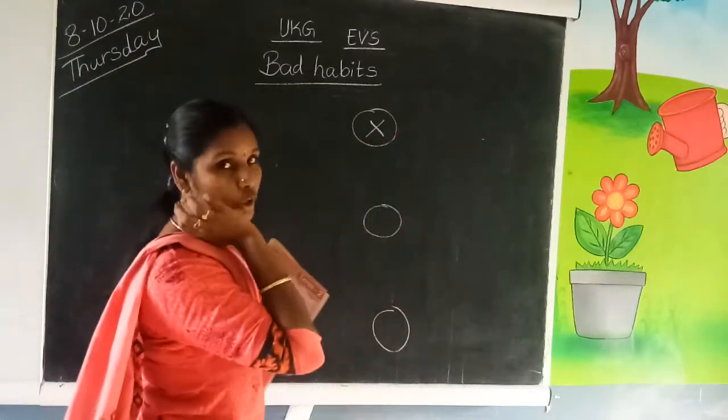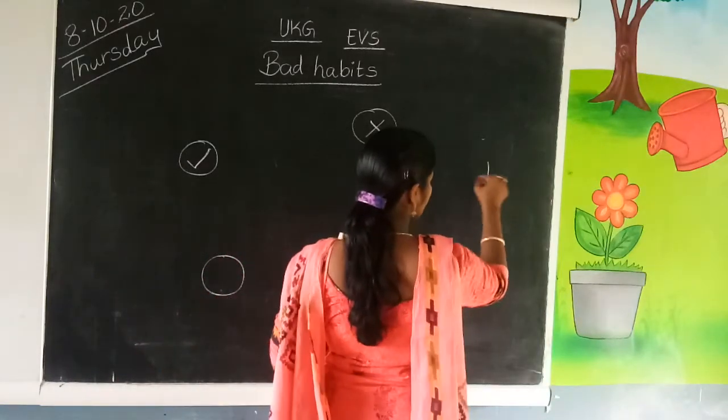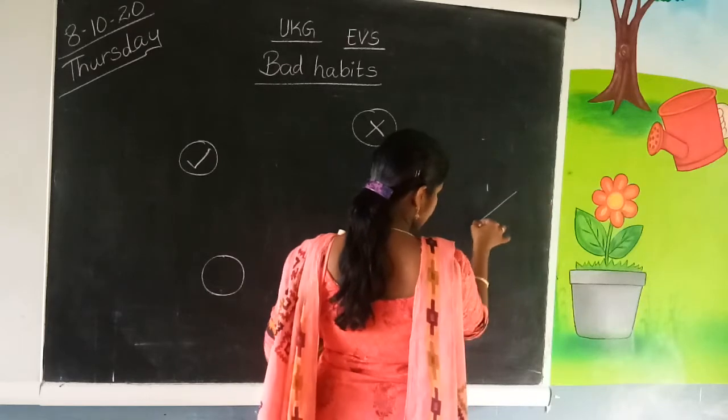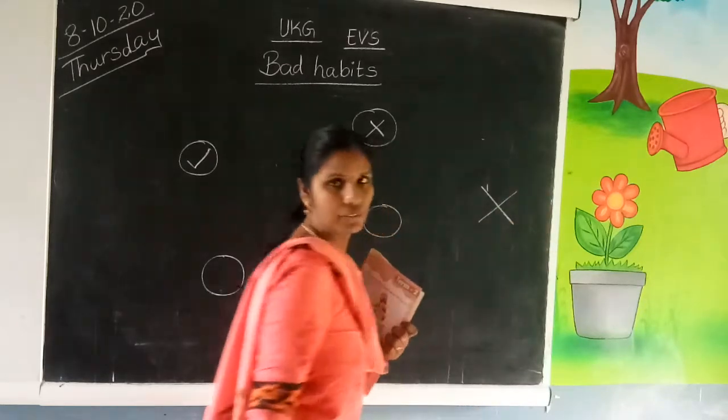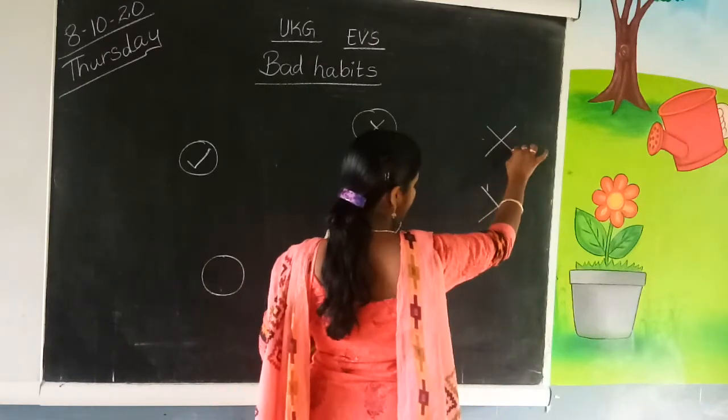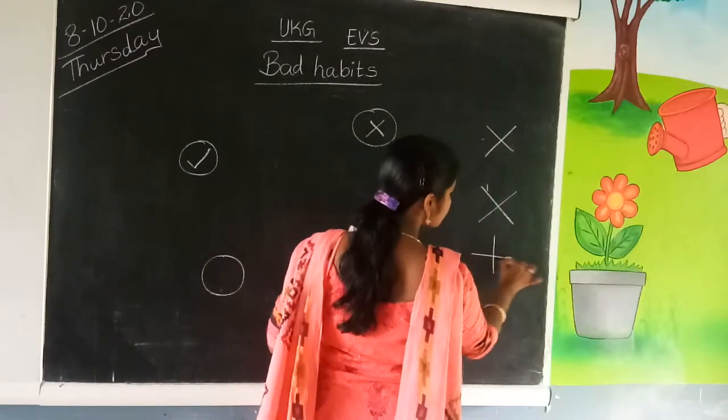Cross mark, children. When putting a cross, most of you are keeping it like this. This is a plus symbol. Cross ante right slant line, left slant line. Okay. When writing a cross, right slant line, left slant line. Plus aithe standing line, sleeping line.